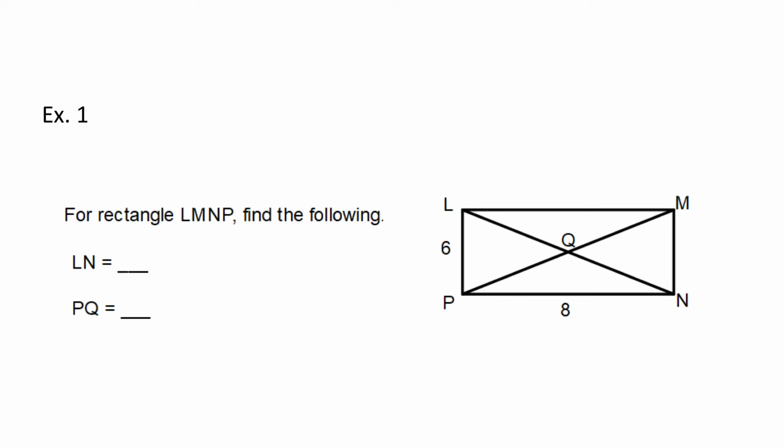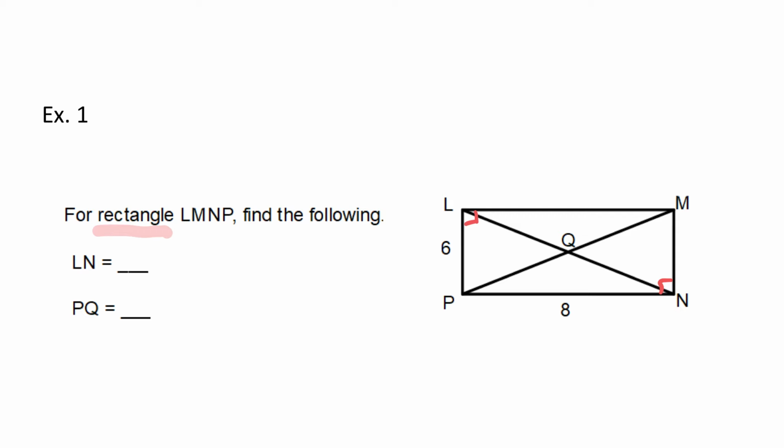So as we look at this one, it tells us it is a rectangle. We would then know all the things about a rectangle. Of course, it's got 4 right angles, but that's not necessary for what we're doing. What they ask us for is the measure of LN, which is this diagonal here, and then also the measure of PQ. Do that one in a different color.